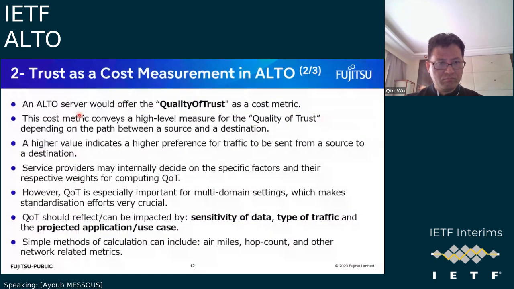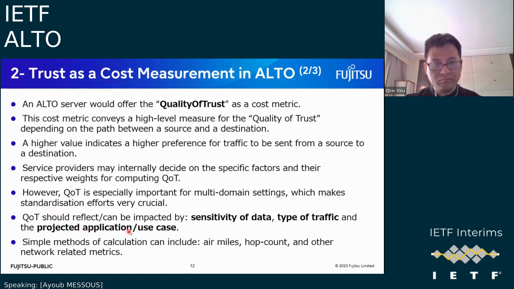We can see that an Alto server would offer quality of trust as a novel cost metric. This cost metric would convey a high-level measurement of quality of trust depending on the path between the source and the destination. Higher values would indicate higher preference for traffic to be sent from source to destination using the selected path. Service providers may also internally decide on the specific factors and their respective weights for computing quality of trust. However, quality of trust is especially important for multi-domain settings, which makes standardization efforts very crucial. Hence, this proposal as part of the Alto group.